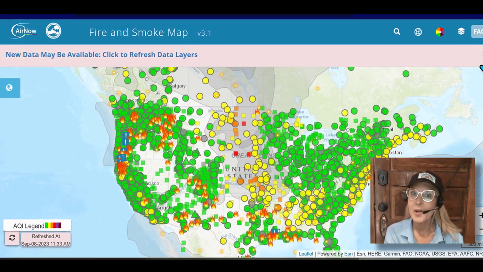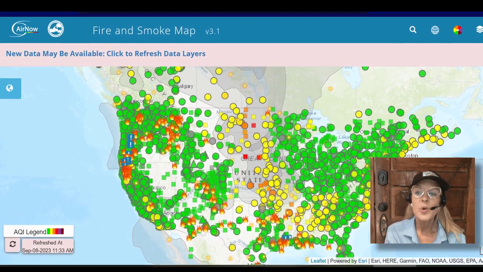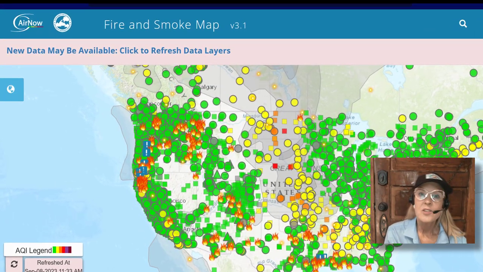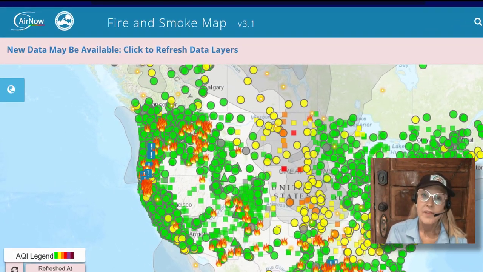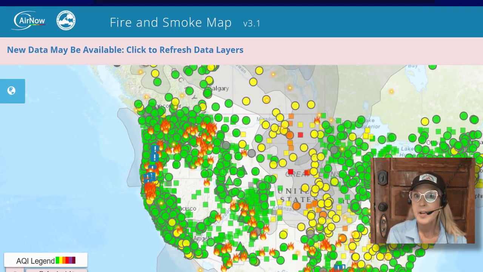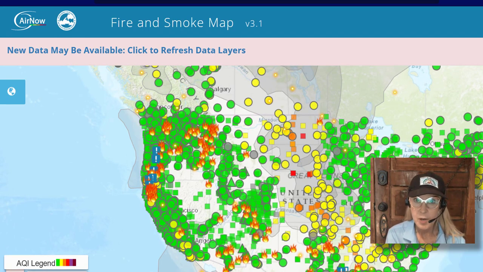Hey, let's talk about data. So, what we're going to do is follow along with a real world example. This situation is such that many of us are facing, especially in the West, where there are lots of wildfires or prescribed burns every summer.